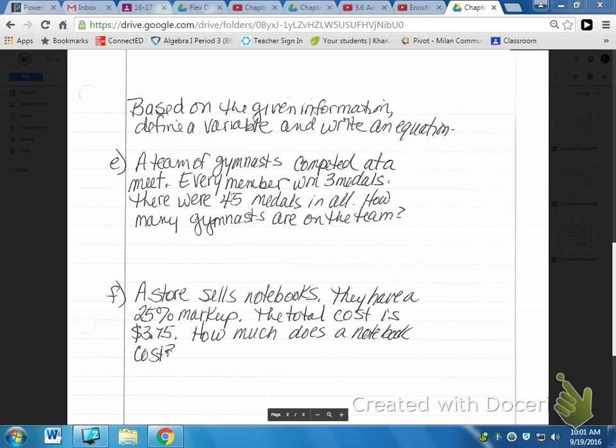So first of all, a team of gymnasts competed at a meet. Every member won 3 medals. There were 45 medals in all. How many gymnasts are on the team? So what are we actually solving for, Tora? How many gymnasts? So what would be a good variable for that? G. So here's how you define a variable. Let G, and you have to use the word let, that's part of the definition. Let G equal gymnasts.